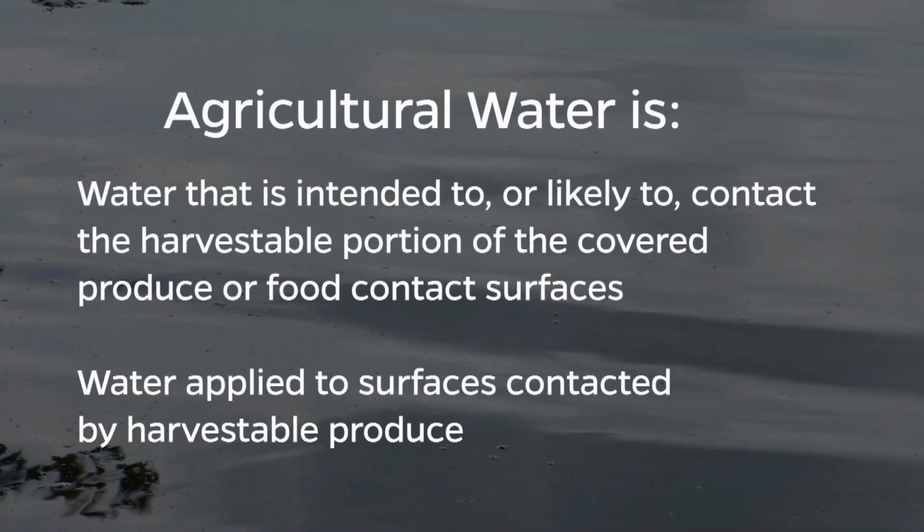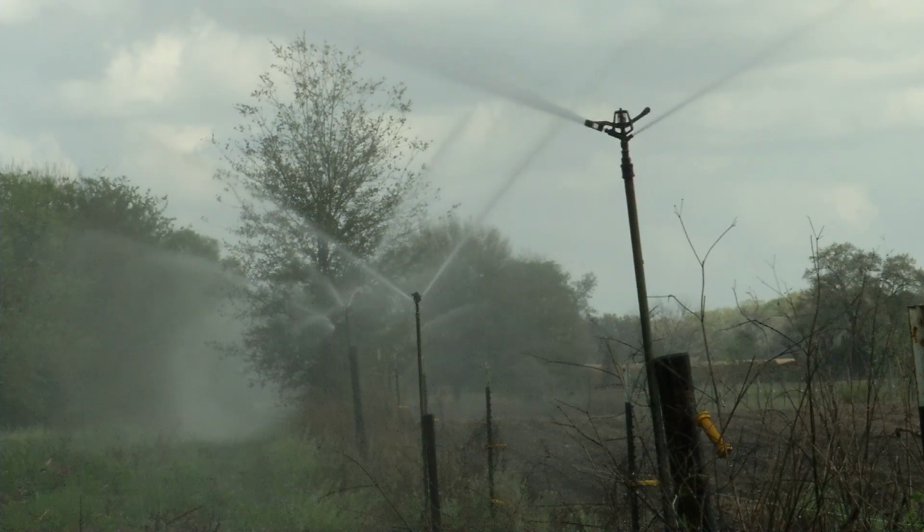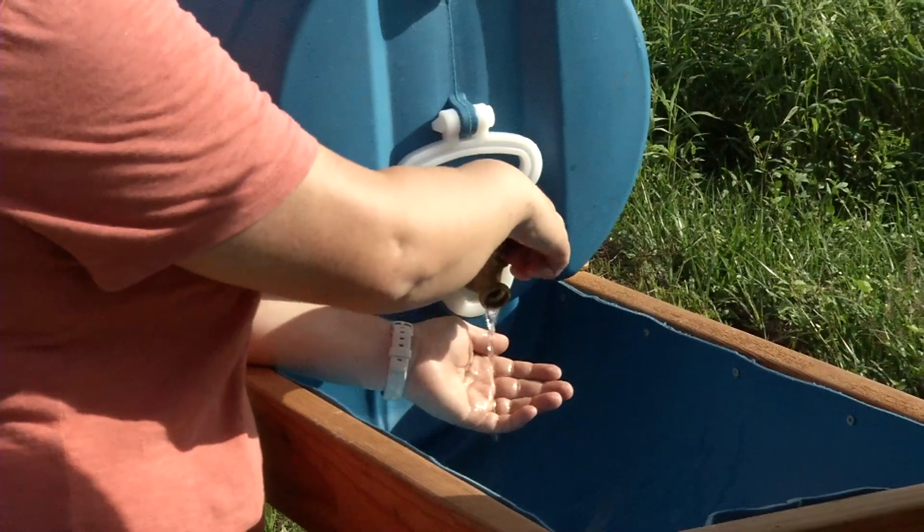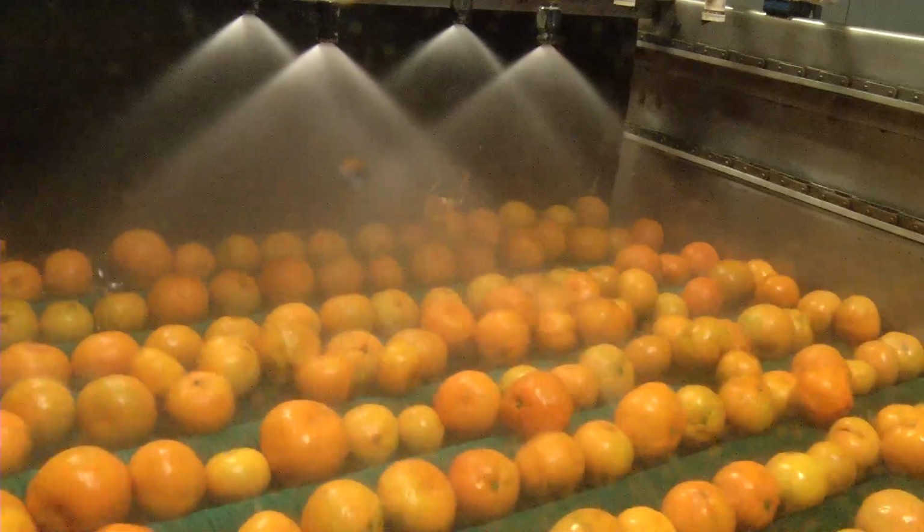In this video, we'll be covering agricultural water, or water that is intended to or likely to contact the harvestable portion of covered produce or food contact surfaces. This includes water used during pre-harvest, harvest, and post-harvest activities.